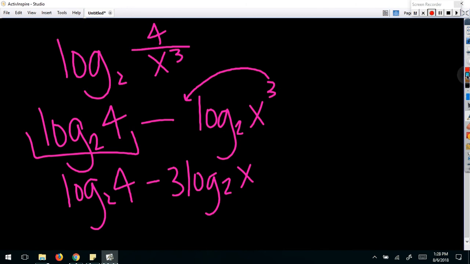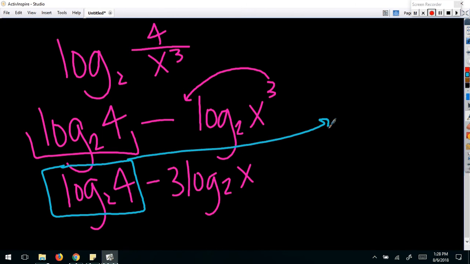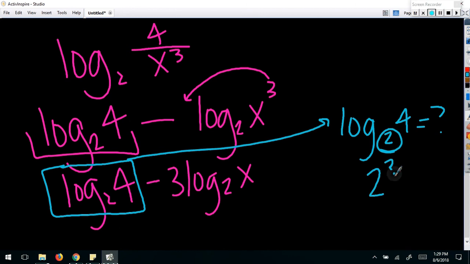Now, what I was going to tell you about this one is I want you to think for just a minute. If logs are exponents, then what I really want to know is, what does this equal? In other words, what exponent do I raise 2 to the power of to get 4? What would that exponent be? I hope you get that that would be 2, which would mean that the log base 2 of 4 is 2, and now it is simplified.